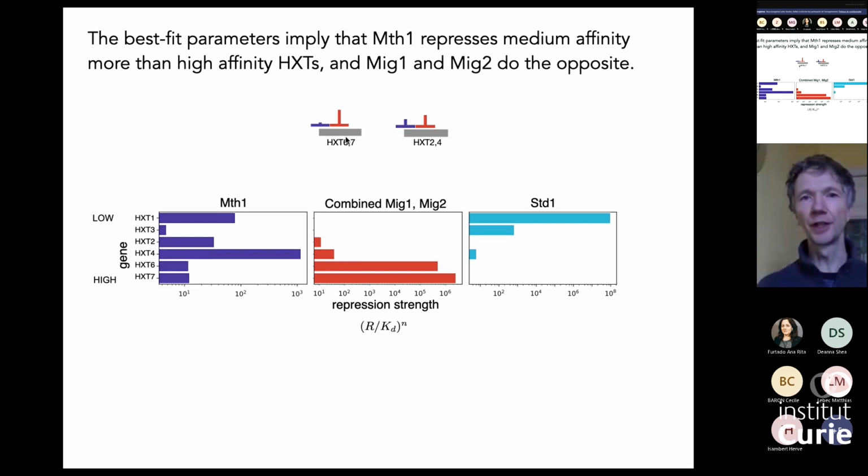We tried to show that here in this diagram, to show that MTH1 binds weakly to the high affinity hxt7 and more strongly to the medium affinity, and MIG1 does the opposite. It binds strongly to the high affinity and weakly to the medium affinity. STD1, which is the one that we think should just control the low affinity transporters, indeed does that, and the higher the Km for the transporter, the stronger STD1 binds. So it really seems to be the dominant control for the low affinity fast transport in high glucose.